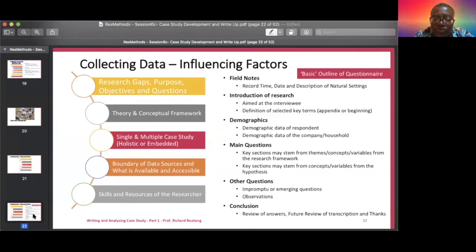And then the other ones will come up from hypotheses or propositions that you have pointed out. Then other questions will also come from the semi-structured world of asking questions. Sometimes you're interviewing somebody, and other questions you didn't even conceptualize in the beginning may come up. And then you review your answers. So if you don't have research questions or research gaps, you can't even start a case study, because you don't know what question you're trying to answer.